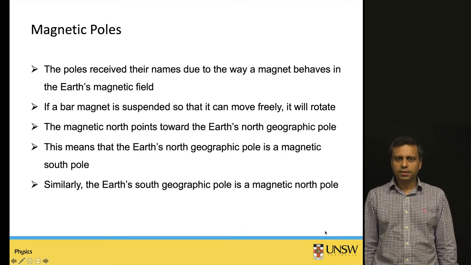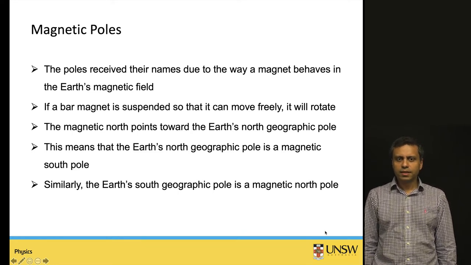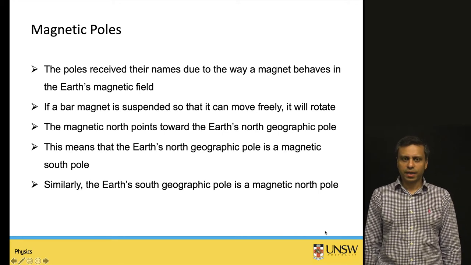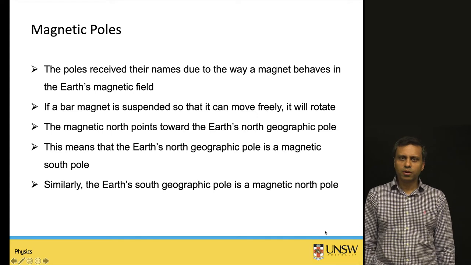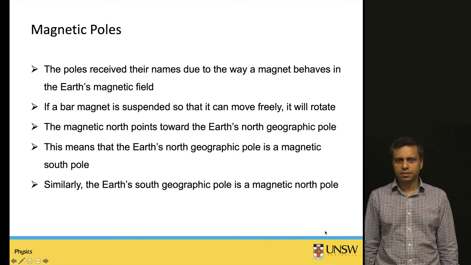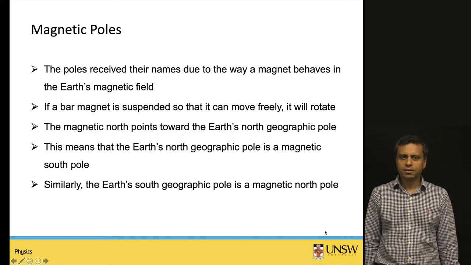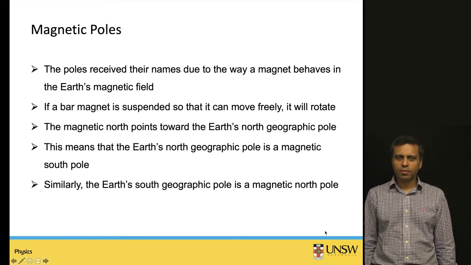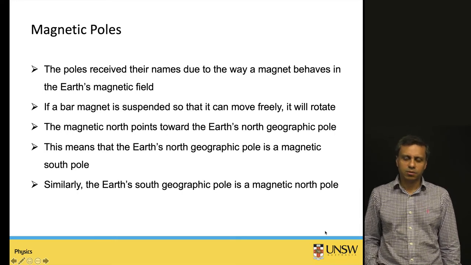So we know that unlike poles attract each other, and the Earth itself is a huge magnet. So the Earth's magnetic south pole must be located in the north direction. That's why the bar magnet's north pole points in the geographic north direction of the Earth, where the actual south pole of the Earth's magnet is located.